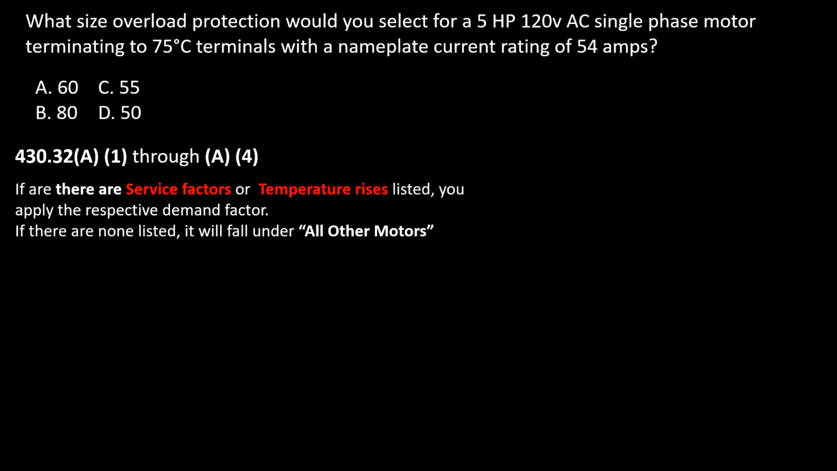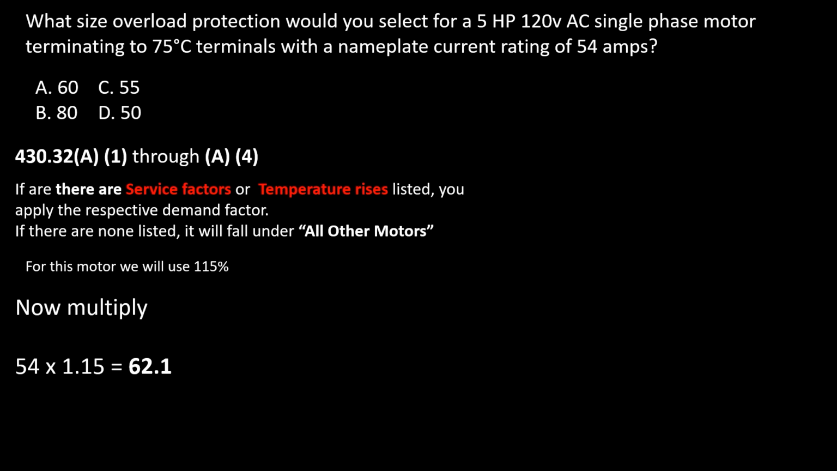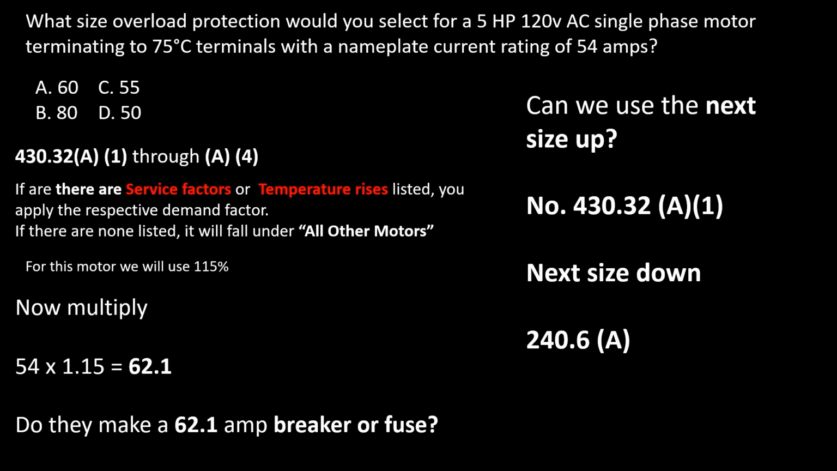Now we're in 430.32(A)(1), and we're dealing with that section right there. All right, so for this motor, it falls under all other motors. We're going to use 115% demand factor. So now we're going to multiply. We're going to take our nameplate FLA rating and multiply it by 1.15, and that's going to give us 62.1 amps. Now, do they make a 62.1 amp breaker or fuse? No, they don't. So, can we use the next size up? And the answer is no. With motor overload, we must use the next size down. So we're going to head over to 240.6(A), and we're going to select a 60 amp overcurrent device.